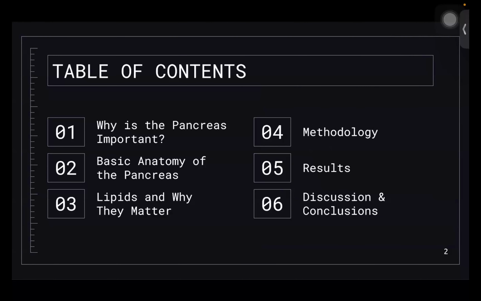So I'm going to take you quickly through why we should care about the pancreas, the basic anatomy, lipids, the methods I use, results, and a bit of my discussion and conclusions.